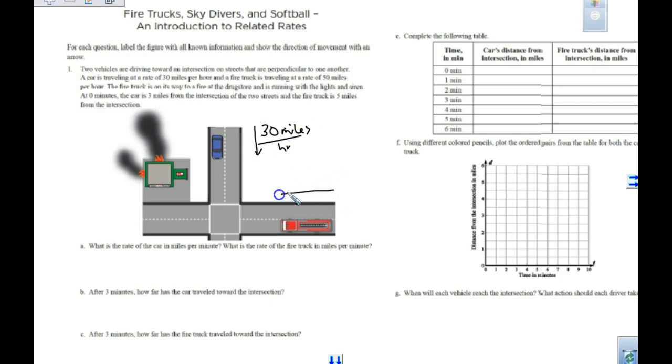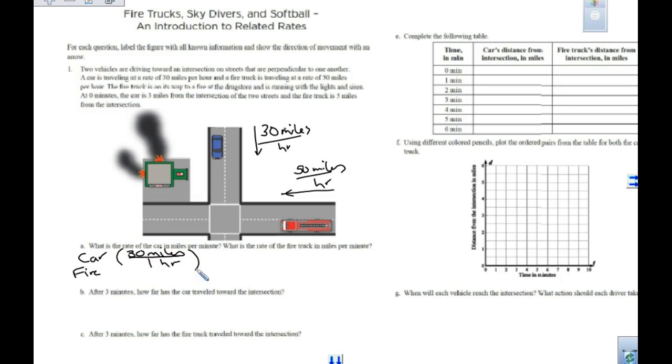Our fire truck was going at 50 miles per hour. And we were asked to find the car and the fire truck in part A. And for the car, this is what we talked about, this is the work I needed to see for my conversions. I needed to see that we were working at 30 miles in 1 hour, and it said how many miles per minute.